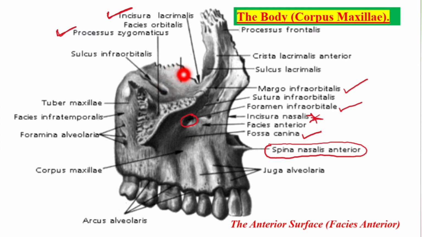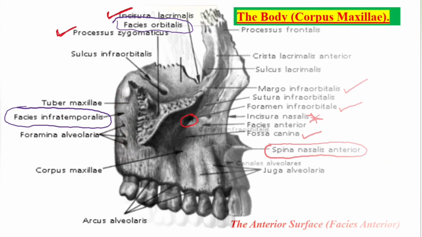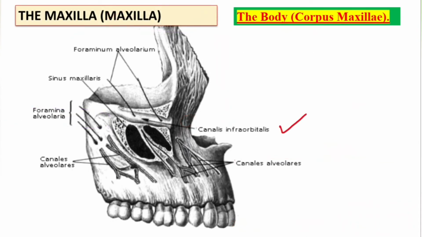This is the orbital surface. Inside this is the orbital surface, facies orbitalis, right? What can you see there? On the orbital surface, I will show you, but for now, just know that this is the orbital surface. And this is the infratemporal surface, facies infratemporalis. Okay.